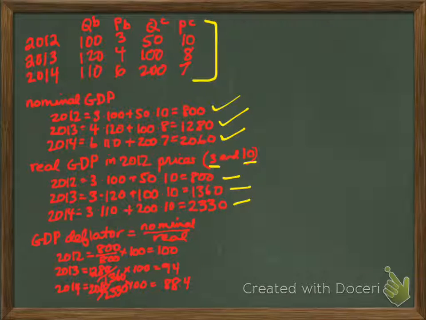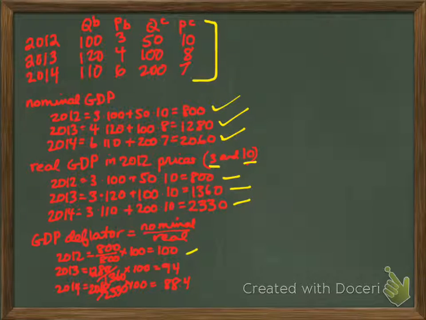We can then look at the GDP deflator, which we define as the nominal value of GDP divided by the real value of GDP, where the real value is measured using constant year prices. So for 2012, we have 800 divided by 800. We always multiply these kinds of indices by 100 to turn them into an index that starts in the base year at 100. So we have 100.